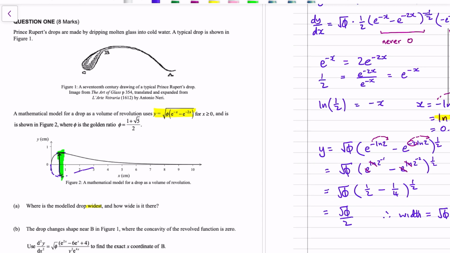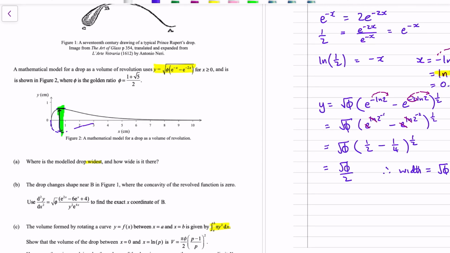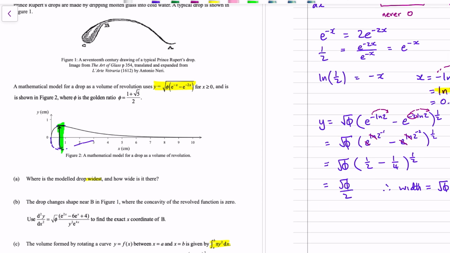Okay, part B. The drop changes shape near B in figure 1. This is a bit misleading because if you look at B in figure 1, it still looks concave down. It's curving downwards, and then after B it's curving downwards. It doesn't look like it's changed concavity through B, but they are referring to this point here, we call that B, where it is curving downwards and then afterwards it's curving upwards. So there's a point of inflection that we're looking for.